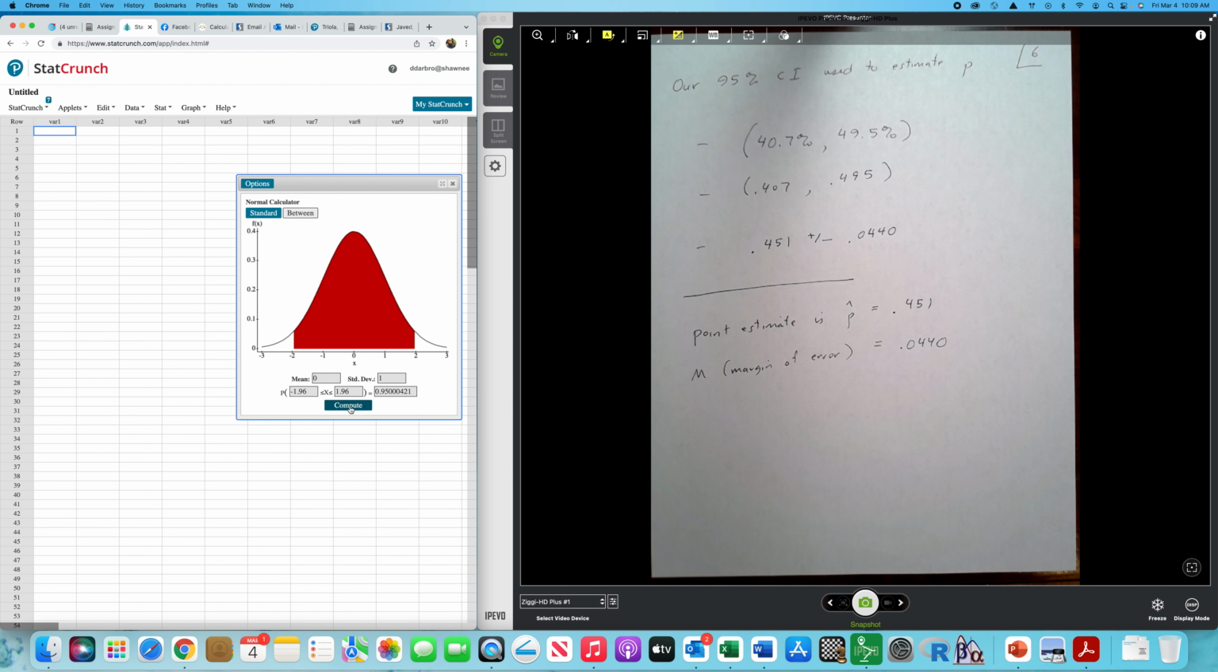So our 95% confidence interval that can be used to estimate P, I can present it as a percentage. I can present it as a proportion, or I may be asked to present it as a sample estimate, point estimate, plus or minus the margin of error. So from this, the point estimate is P hat, which is 0.451.